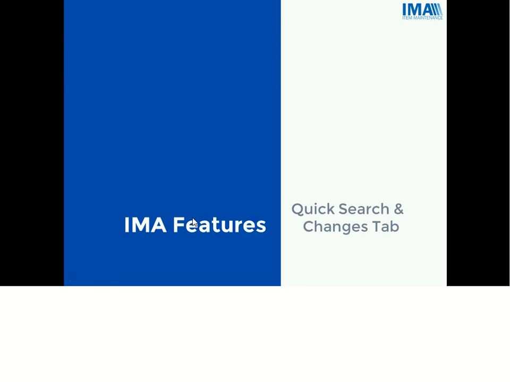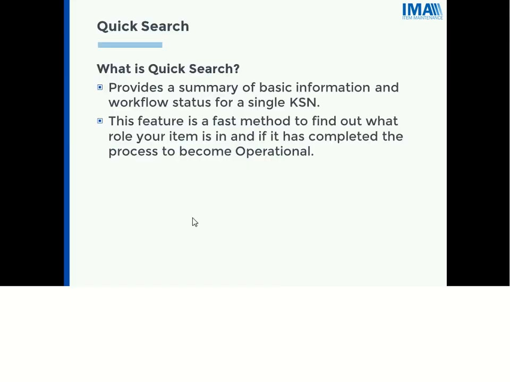So first up is Quick Search and Changes tab. A lot of you have probably used Quick Search. I would expect that maybe all of you have. But basically it provides a summary of the basic information and the workflow status for a single KSN. It's like a snapshot for your item, and it's the quickest way to determine where your item might be in the workflow and if it's become operational yet.